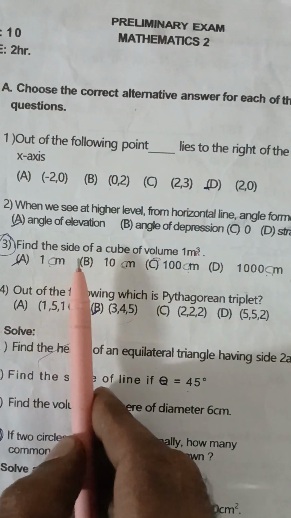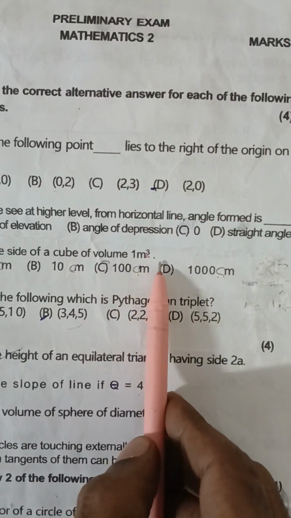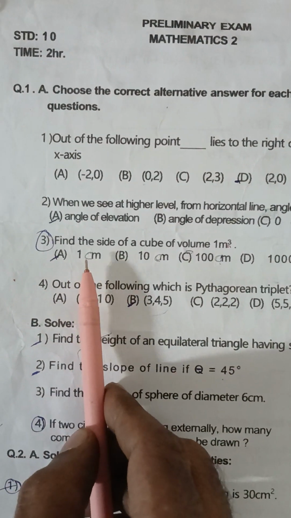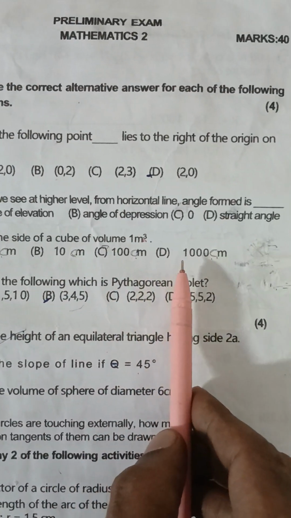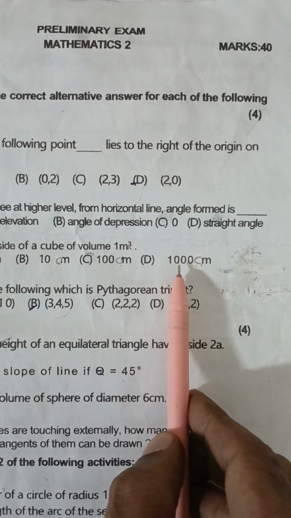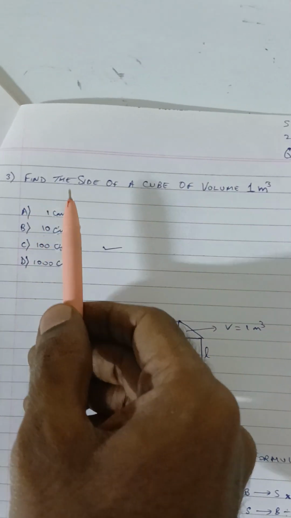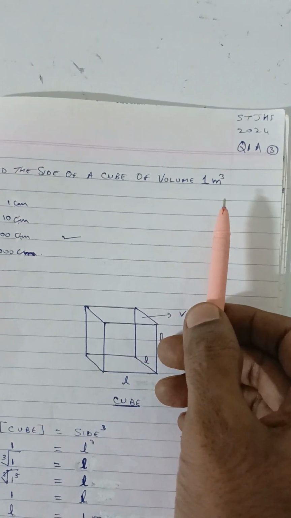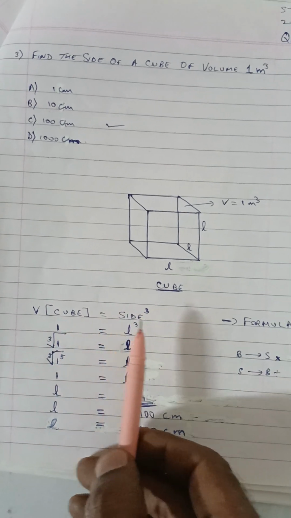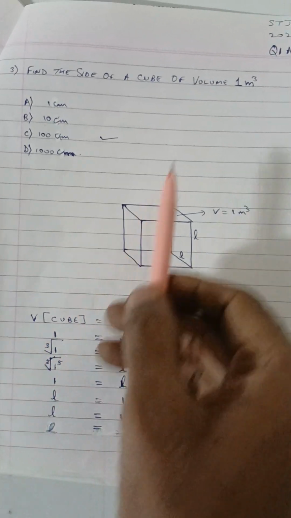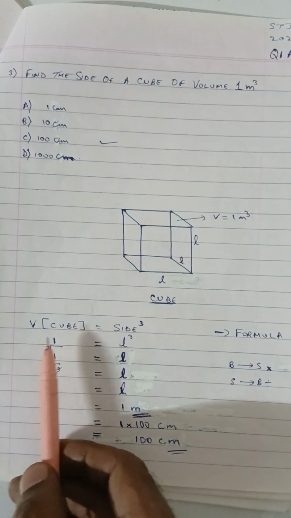Third, find the side of a cube of volume 1 meter cube. A, 1 centimeter. B, 10 centimeter. C, 100 centimeter. D, 1000 centimeter. Here we have a solution for that. Volume of a cube is side cube. The volume is supposed to be 1. 1 is equal to L cube.